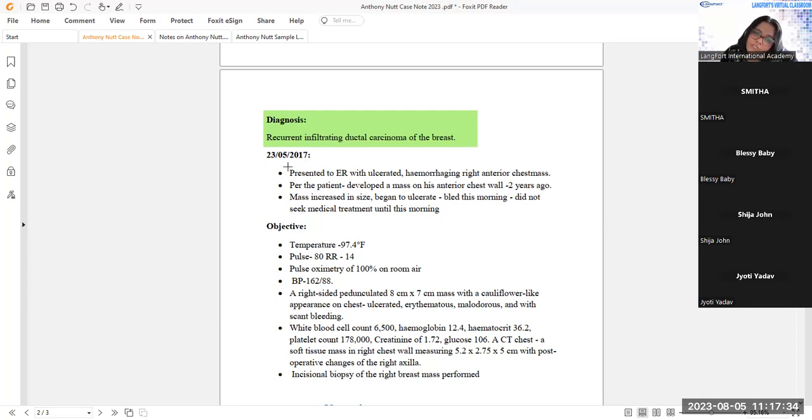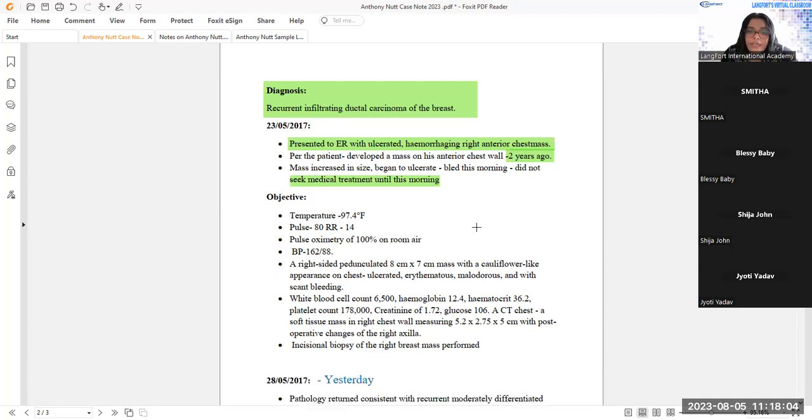Should I include what the patient came to our facility with? Yes, go for it. And this problem that he presented with, it started when? Two years ago. Should I say the mass increased in size, bled, and began to ulcerate? It's already given, right? Ulcerated and hemorrhaging. So it's not required. But if you want, you can say that until 8 days ago, on the 23rd, he did not take any treatment.